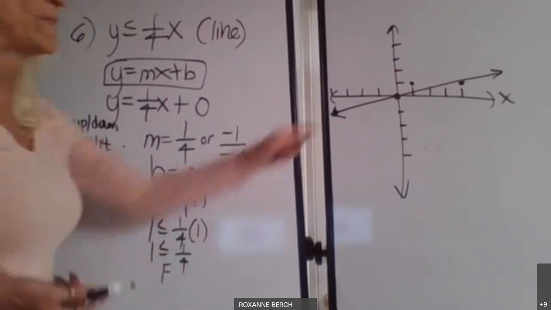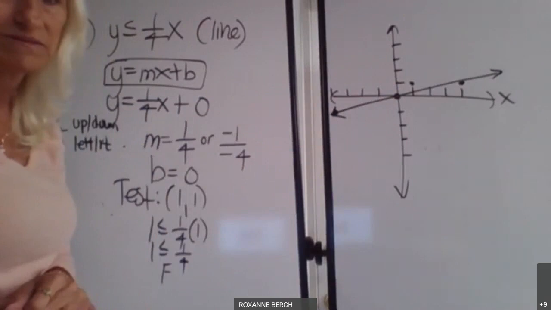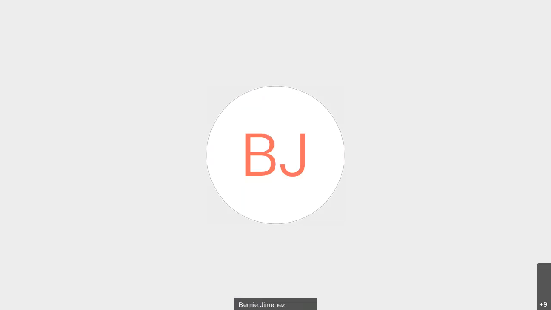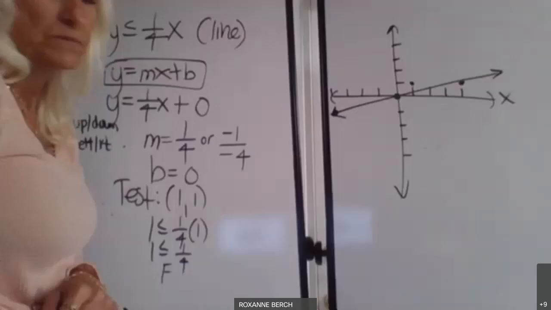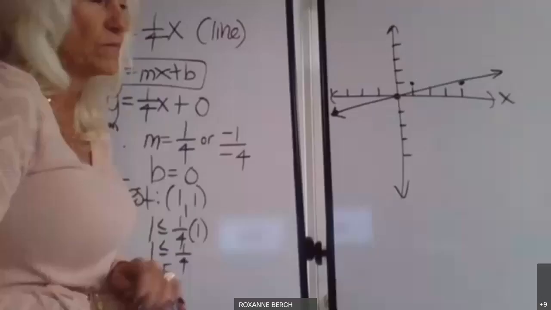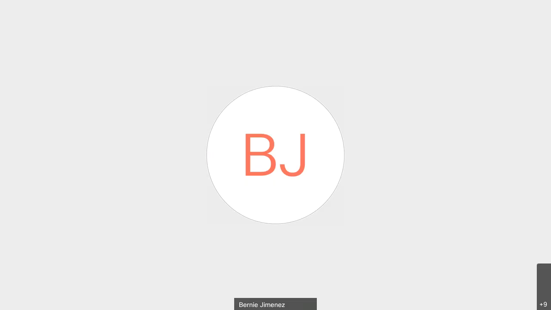There he is, right? 1, 1. What does don't shade him mean? Not shaded. What does don't shade this mean? Shade the other side. Shade the other side, right.